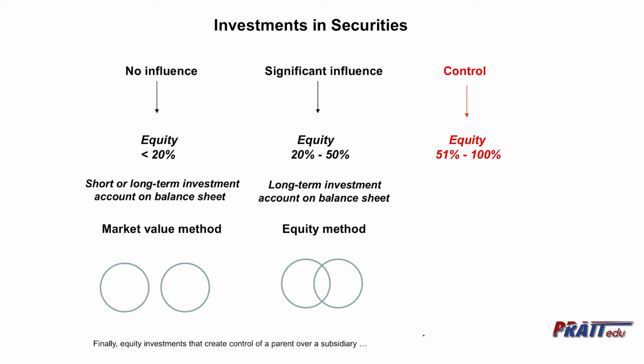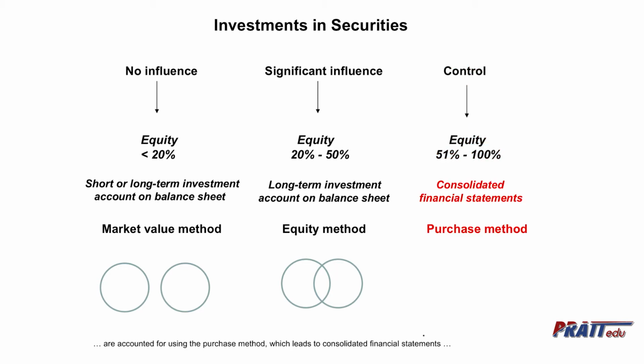Finally, equity investments that create control of a parent over a subsidiary are accounted for using the purchase method, which leads to consolidated financial statements that depict the entities as if the subsidiary is contained within the consolidation of the two entities.